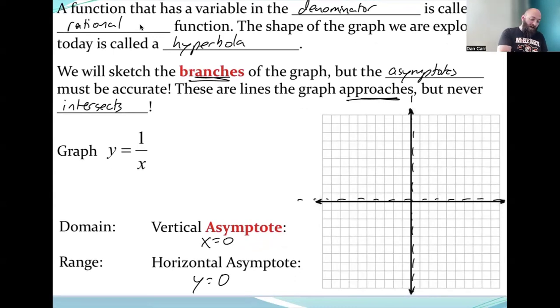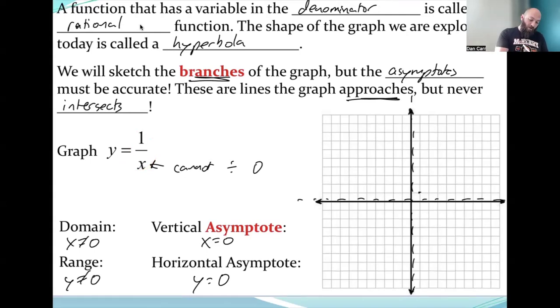The reason for this is we cannot divide by 0. Since we can't divide by 0, that's what's creating this. We are not allowed to put in 0 for x, which is related to my domain. The domain is going to be all real numbers except x cannot equal 0. Same thing with the range. Because we cannot divide by 0, this whole thing cannot equal 0 either. So my range also cannot be 0. Those are related to the horizontal and vertical asymptotes.